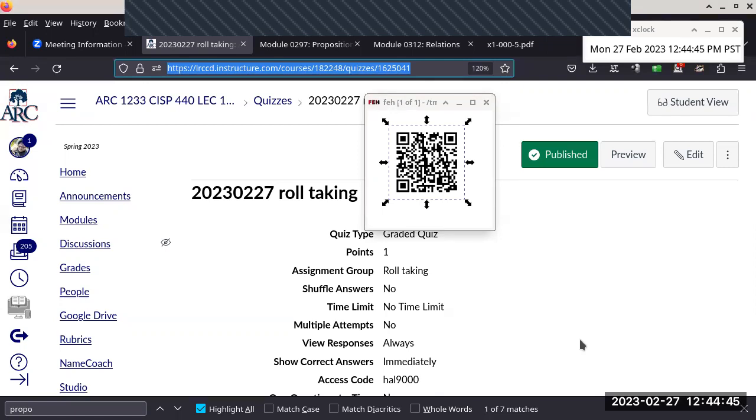Yep. So I guess I understood the first explanation. I don't understand the second explanation for well-formed formula. So it's recursive. I'll give you an example in just a little bit once we are done with roll taking.